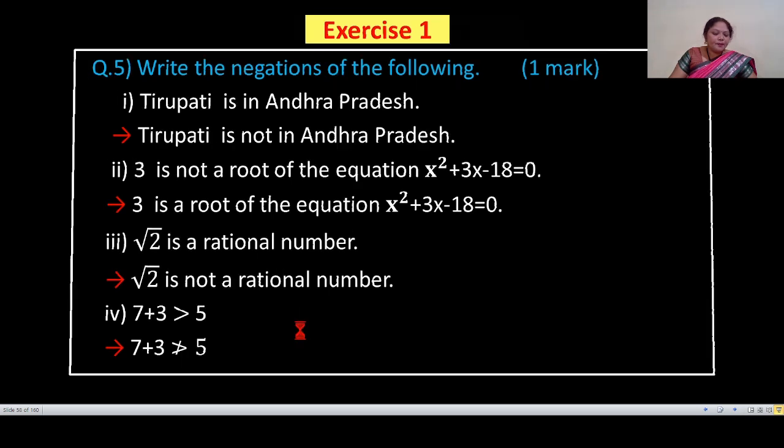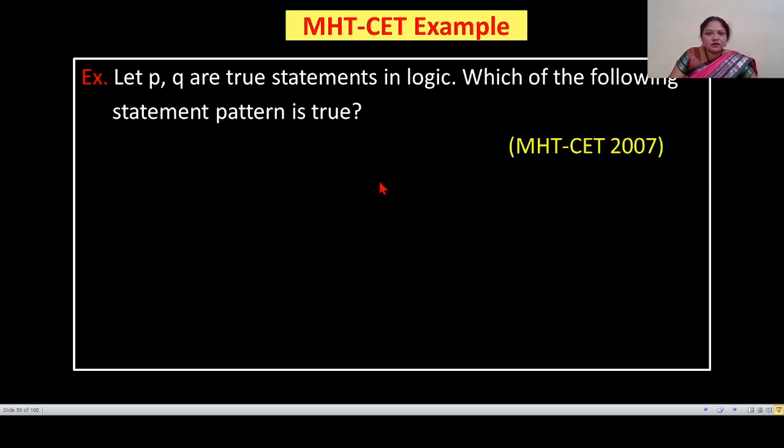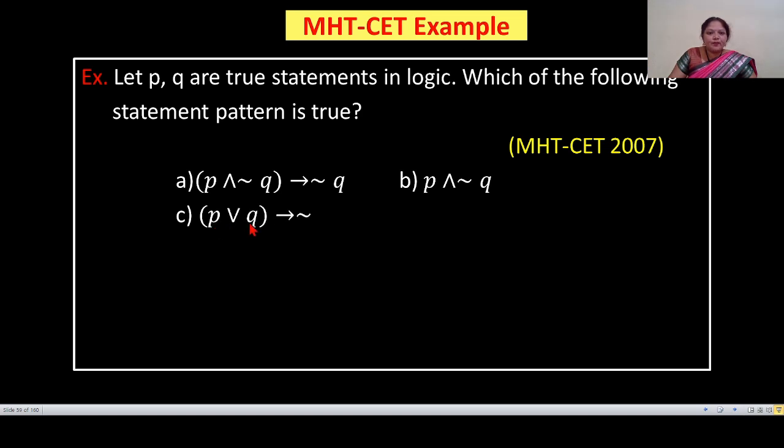Let us see an example of an MHT-CET. Let P, Q be true statements in logic. Which of the statement patterns is true? This question was asked in 2007. Its options are as below. First option, P and negation Q implies negation Q. Second option, P and negation Q. Third option, P or Q implies negation P. And last option, negation P and negation Q and Q.